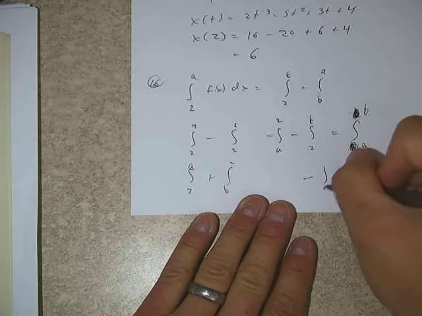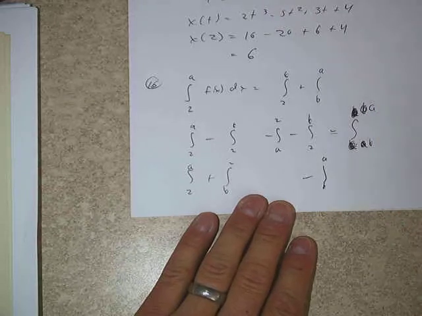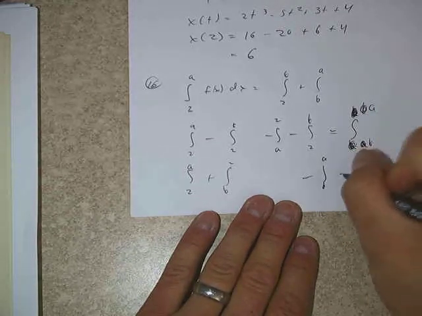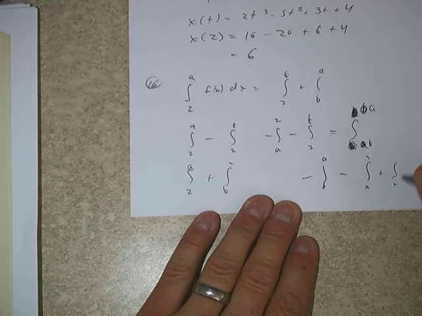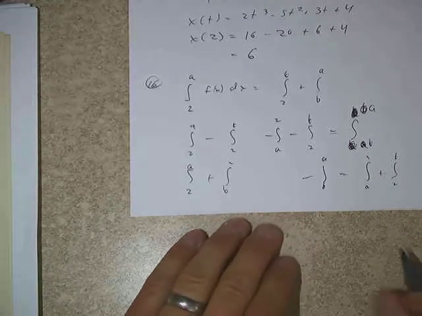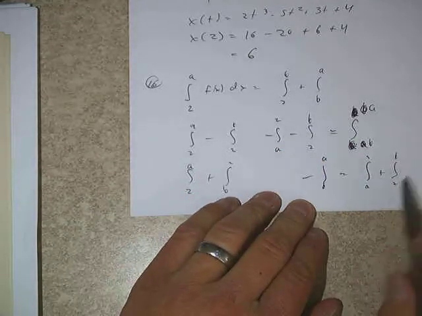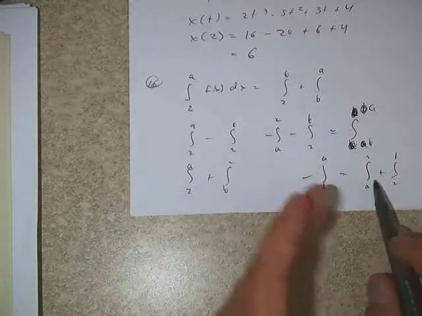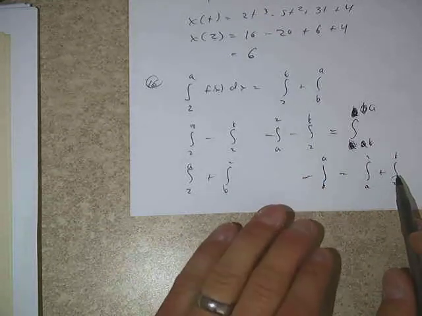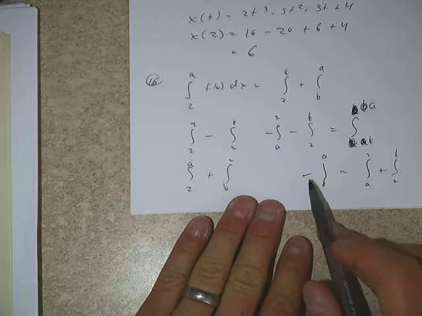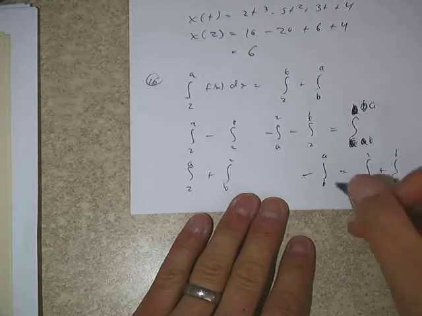So let's switch sides. If we switch sides, then we'd have negative b to a. Still wrong that time. Jeez. So negative b to a over there. On this side we'd have a to 2 plus 2 to b. And ultimately on this side, remember this side equals from a to 2 and 2 to b. That would ultimately just be the addition of the area from a to 2 and the area of 2 to b, which ultimately would be the area from a to b, wouldn't it?